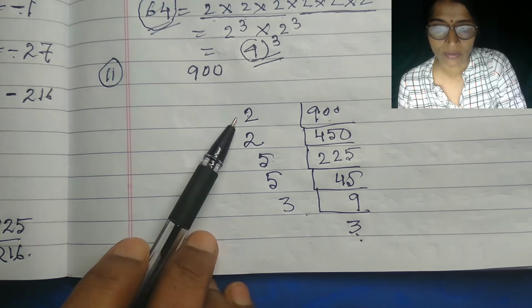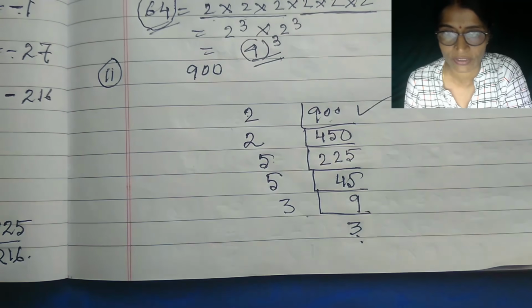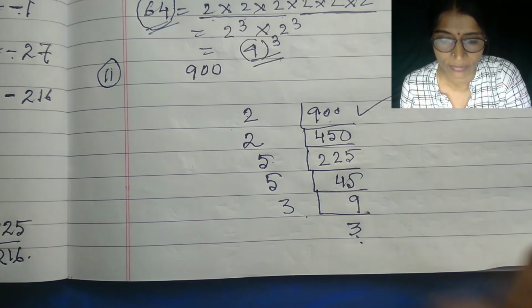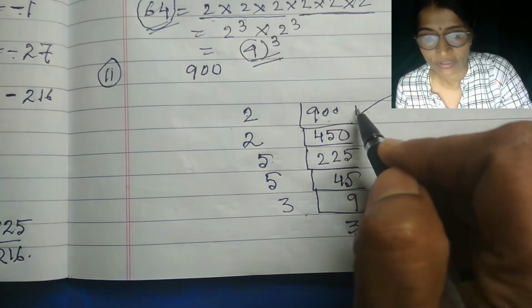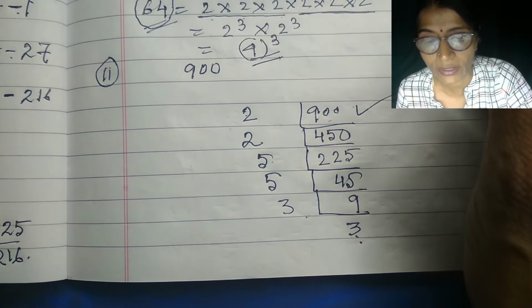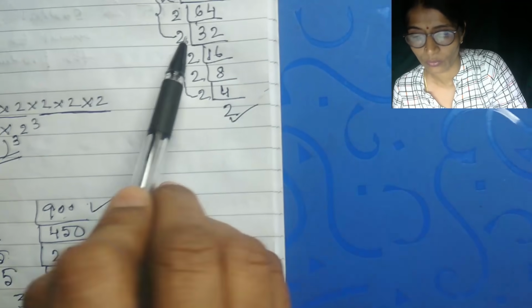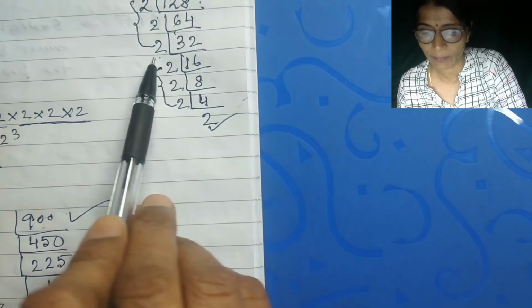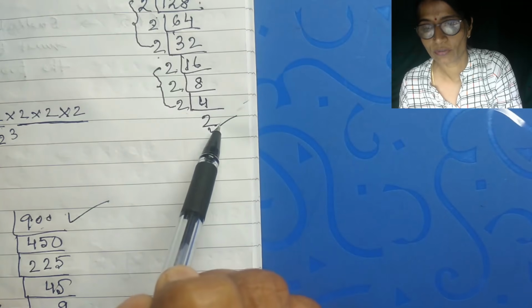Here all are not in triplet form, so this is not a perfect cube. Not a single number is in the triplet form, so obviously it is not a perfect cube. And here you can see 2, this is one triplet, this is another triplet, but this is not a triplet, so this is also not a perfect cube. This 128, 900 is also not a perfect cube.